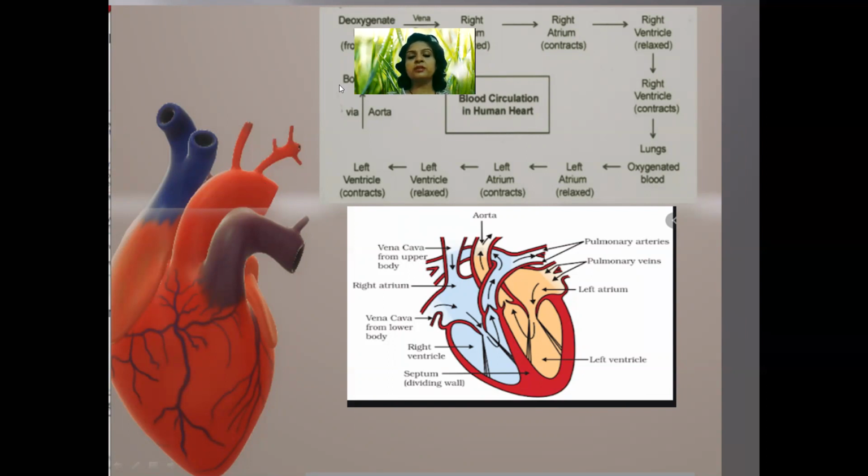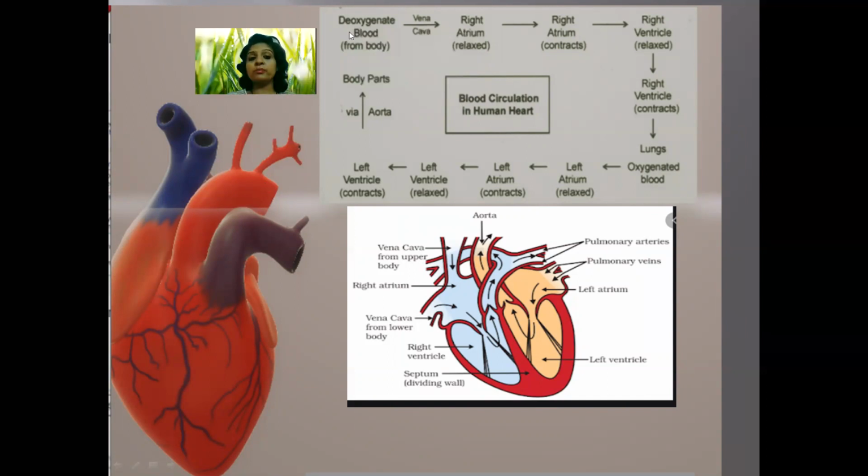So here, if you can see, the deoxygenated blood from the body, from the vena cava, goes to the right atrium, from where it moves to the right ventricle, from right ventricle it goes to the lungs via pulmonary artery. From there it returns back to the heart by the help of the left atrium, and then to the left ventricle, and finally to the body parts via aorta it is circulated. So this is in case of the human being. This is in case of the mammals.